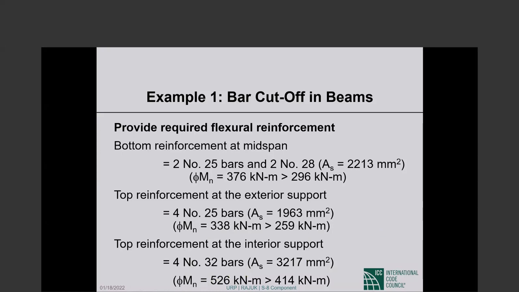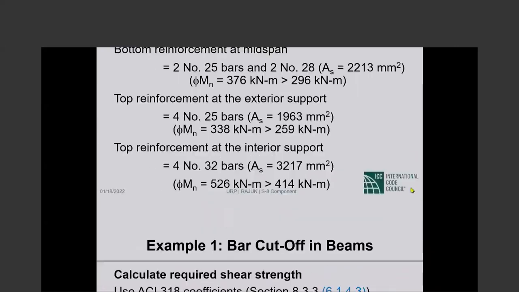exterior support section. 4 number 25 bars, where the required moment strength was 259. At the interior support, it is 4 number 32, where the required moment strength was 414. And in the span, it is 2 number 25 plus 2 number 28.